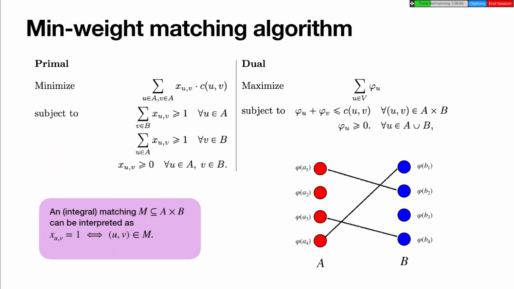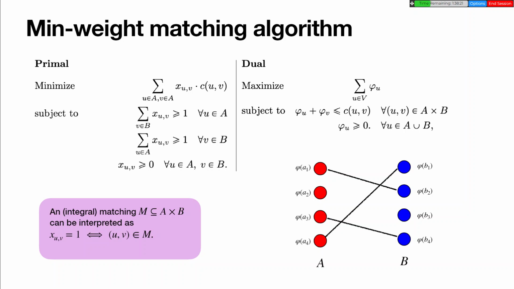You might be familiar with this linear program. It is a linear program for minimum perfect matching. Here we have a variable x_uv for each pair of u in the set A, the left-hand side set, and v in the set B, the right-hand side. We want to minimize the cost that we pay. Here you should think of x_uv as an indicator variable that is 1 if uv is included in our matching and 0 otherwise.